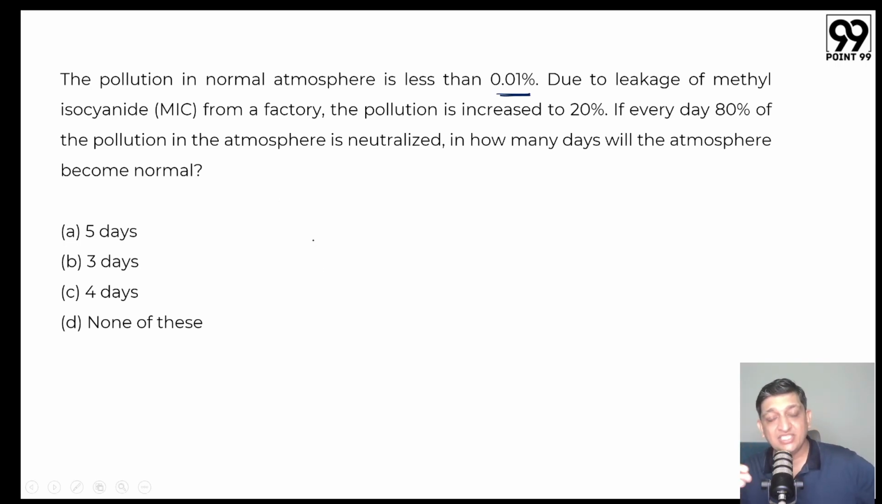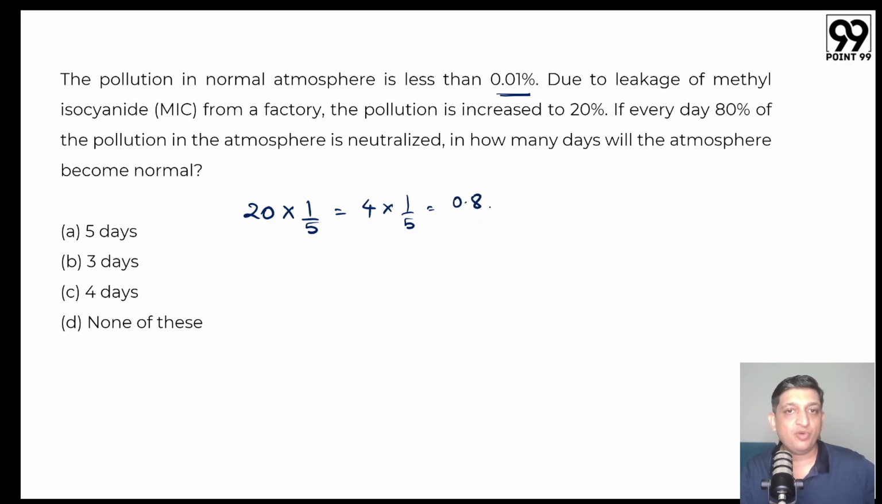Now 80% is neutralized, meaning that the pollution that remains is 20% of what it was on the previous day. So to start with, it was 20%. What happens after one day? It becomes 1/5 of 20, which means at the end of day 1, it is going to be 4%. What about at the end of day 2? 4 into 1 by 5, the pollution has now become 0.8.